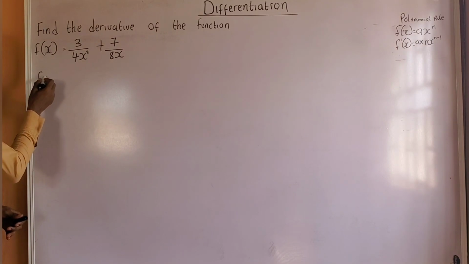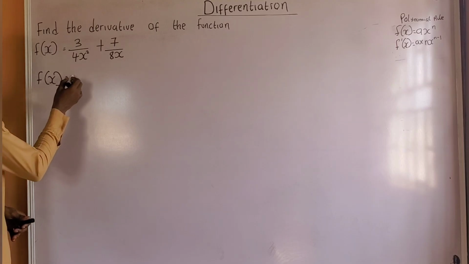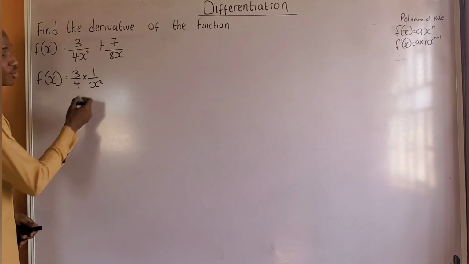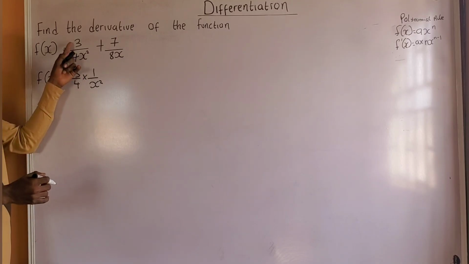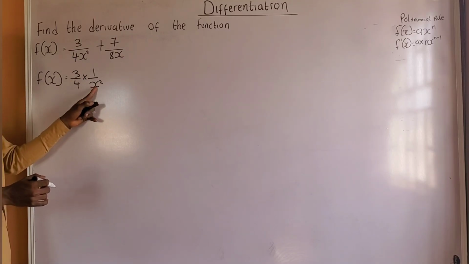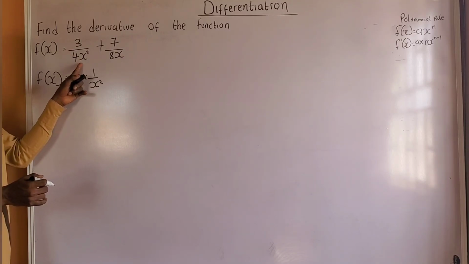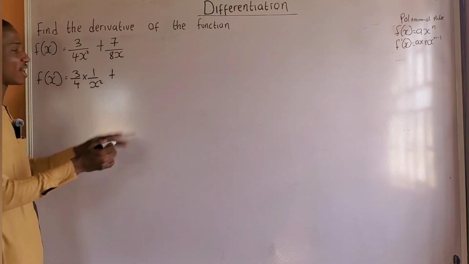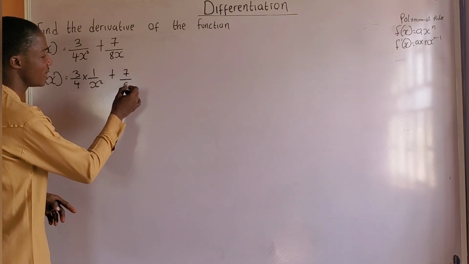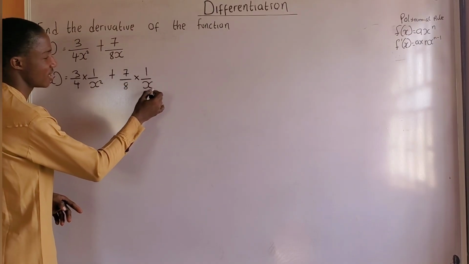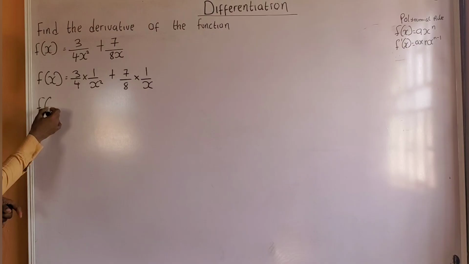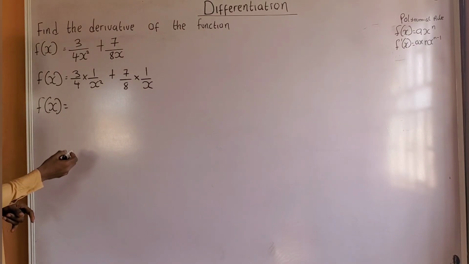We can rewrite f of x as this: 3 over 4 multiplied by 1 over x squared. Do you know? Because 3 times 1 will be what? 3. 4 times x squared will be what? 4x squared. Are you getting it? So, plus, now I can rewrite this 7 over 8x as 7 all over 8 multiplied by 1 over x. Are you getting it?